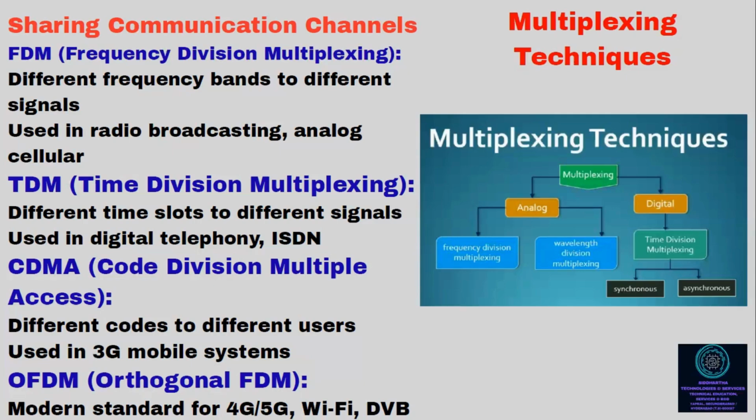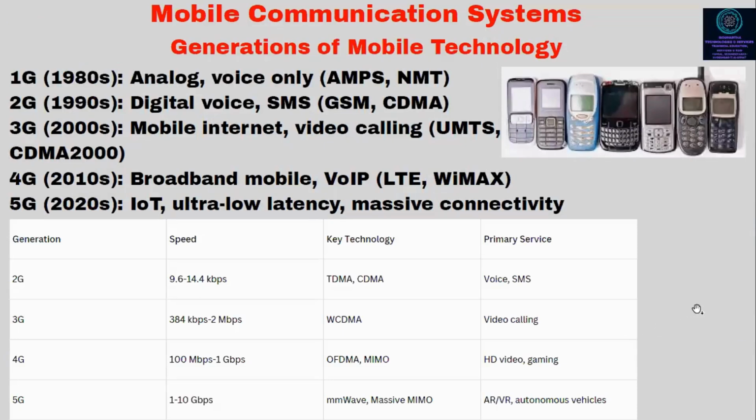Okay, so you can see here in the chart, multiplexing technique, that is multiplexing in analog. It has frequency division and wavelength division in analog. Whereas in digital, it is time division multiplexing. And when we discuss time division, there is synchronous and asynchronous. All right, okay. So one more topic we'll discuss, that is mobile communication system.